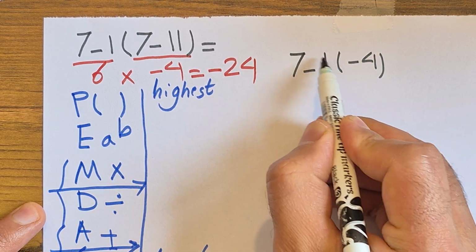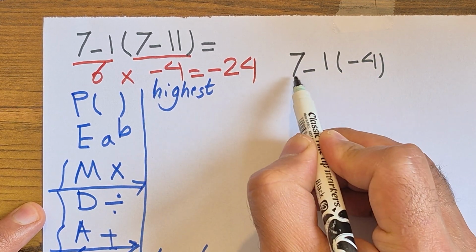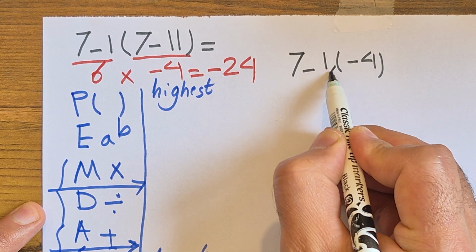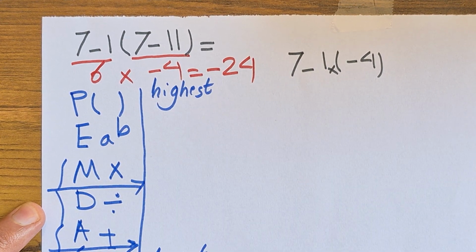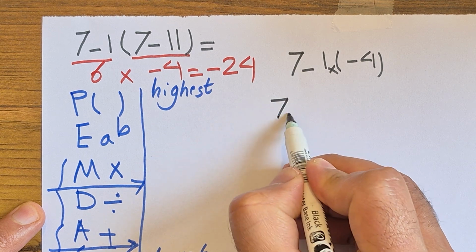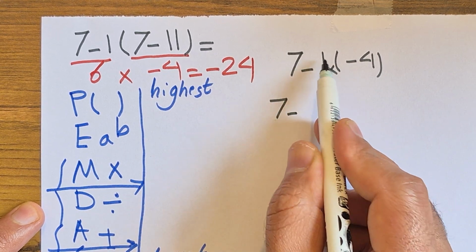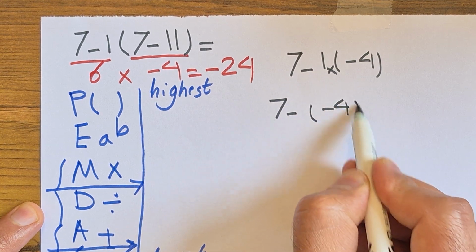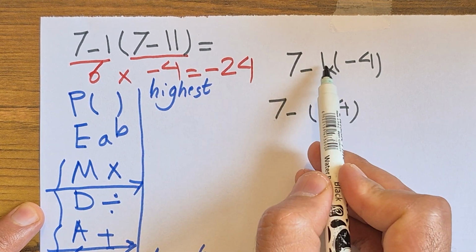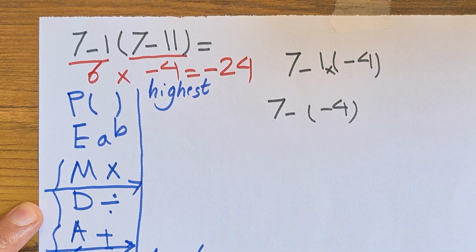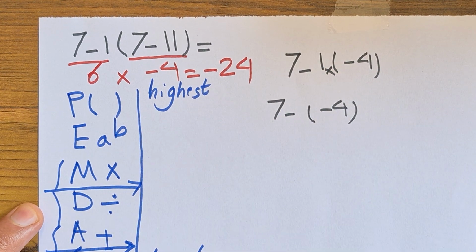And then this one is not paired with the first 7. It is multiplied to this part. So it seems like this. So 7 minus, so minus 4, right? That's the same thing. If you multiply 1 by minus 4, it gives us just minus 4.